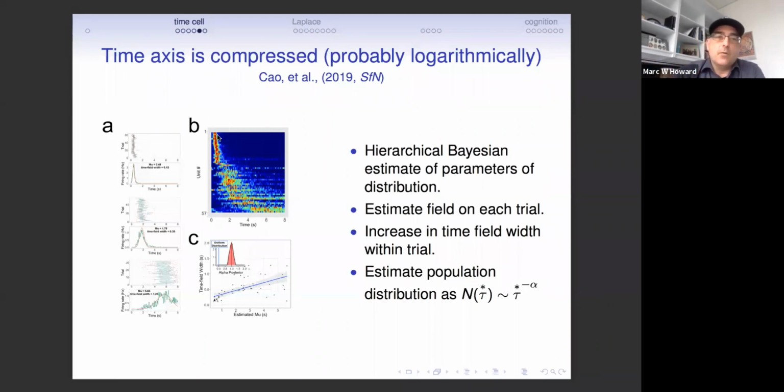So I've been saying for a while that this curvature is consistent with the compression. It turns out that a logarithmic compression has a very specific form, and we should be able to express, if there is literally a logarithmic compression of the timeline, we should see that the number density is coming from a power law distribution with an exponent of 1.0.